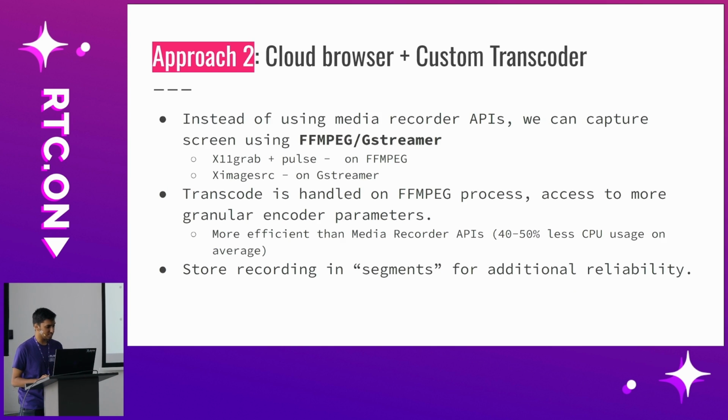The second approach we migrated to, because it was an easy migration, was simple. We don't use the MediaRecorder API, but we use our own transcoder based on FFmpeg to capture the screen of the browser. The main benefit is that we get more granular arguments we can pass to the encode process, which can help us tweak these small things to make the process faster.